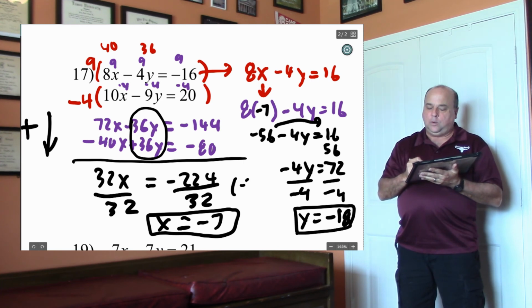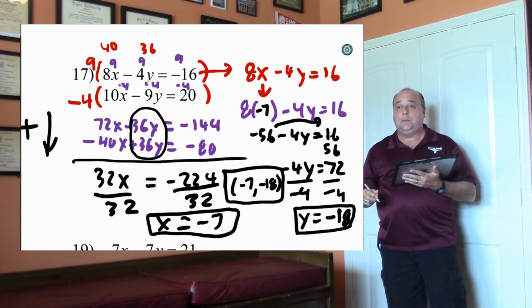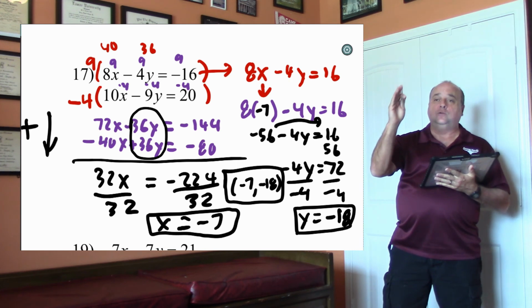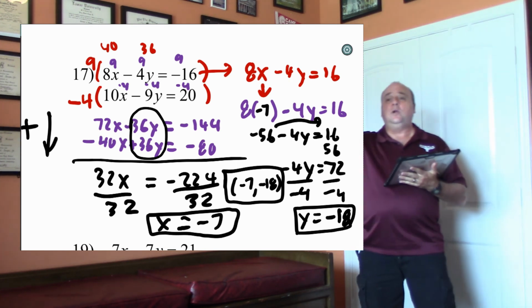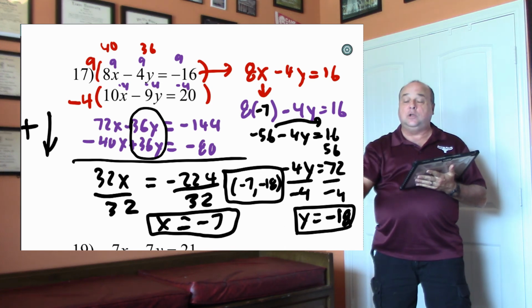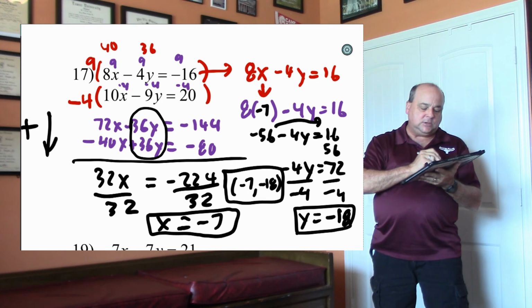So my ordered pair would be negative 7 comma negative 18. If I were to put that x and y in the equations, both of them would work. And remember, you're finding the ordered pair where those two lines cross. Remember, if the x's and y's eliminate, the answer will be infinitely many solutions if it's true, or it will be no solution if it's false.